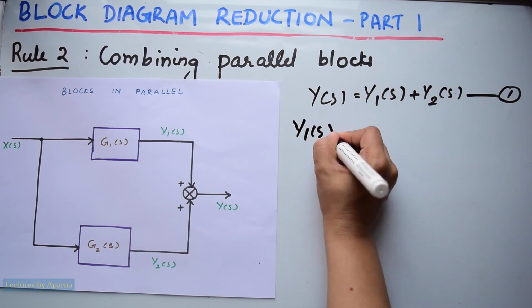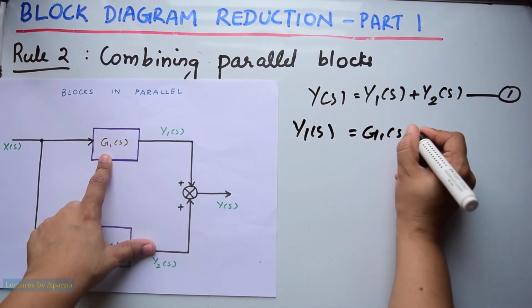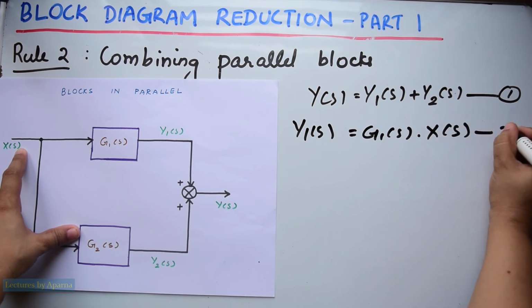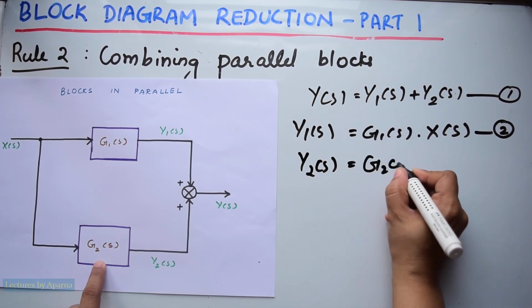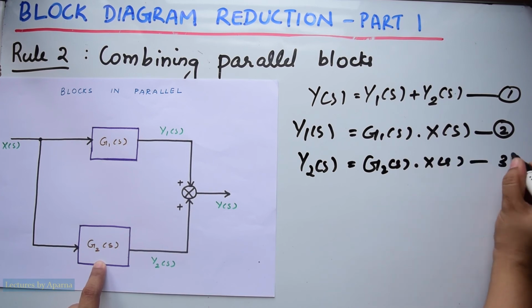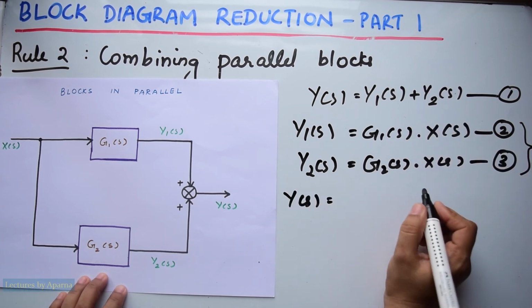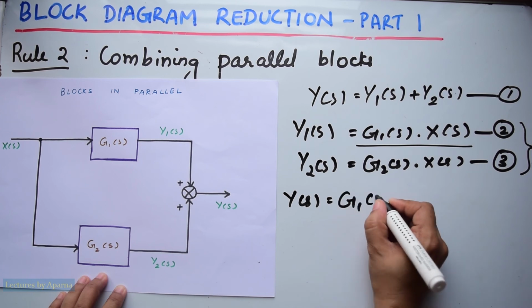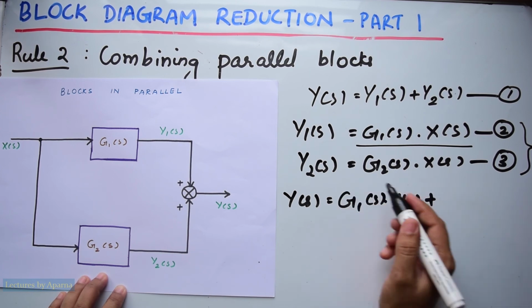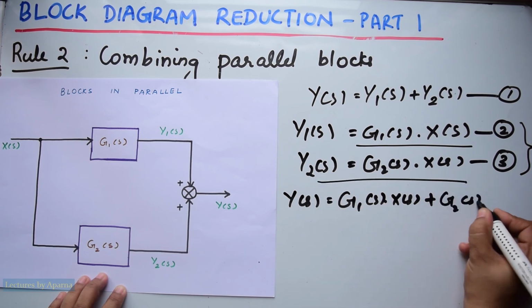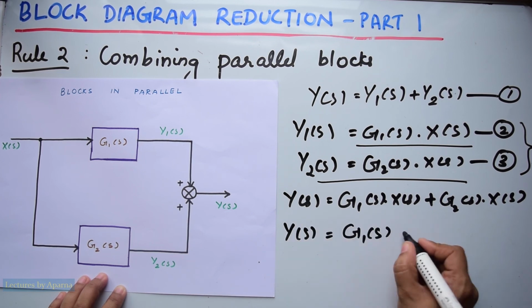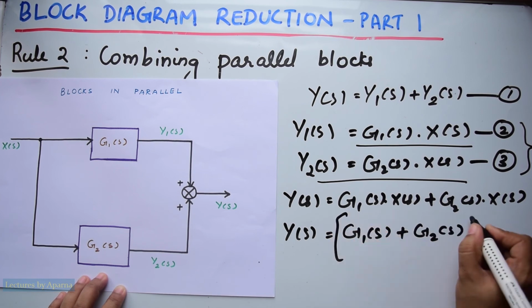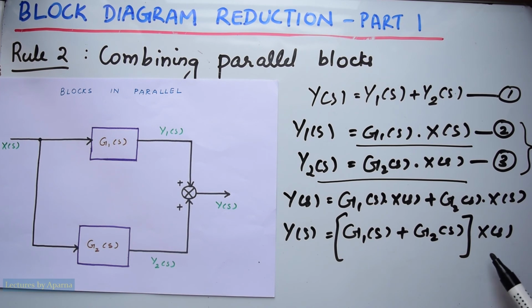Where Y1 of S is equal to G1 of S into X of S. Let it be equation 2. And Y2 of S is equal to G2 of S into X of S. Let it be equation 3. Now substitute equations 2 and 3 in equation 1. So we can write Y of S is equal to, for Y1 of S substitute this, G1 of S into X of S plus, for Y2 of S substitute this, that will be G2 of S into X of S. Therefore, Y of S is equal to G1 of S plus G2 of S into X of S. So, I have taken X of S outside.